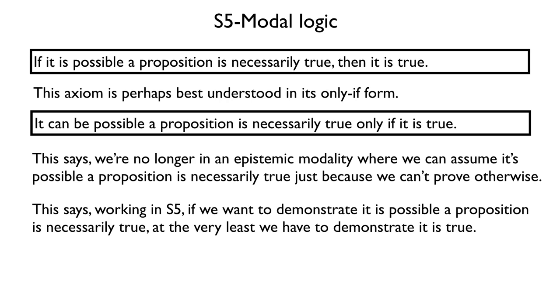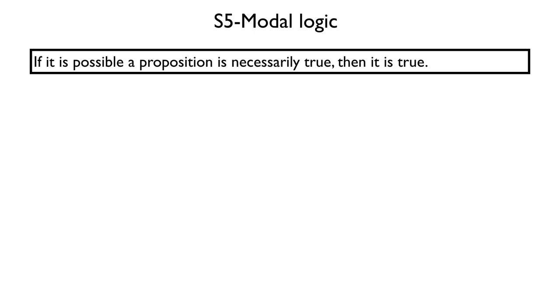So what this says is we're no longer working in an epistemic modality where we can assume it's possible a proposition is necessarily true just because we can't prove otherwise. This says, working in S5, if we want to demonstrate it is possible a proposition is necessarily true, at the very least we have to demonstrate it is true. So if it is possible a proposition is necessarily true, then it is true.